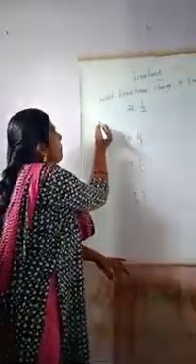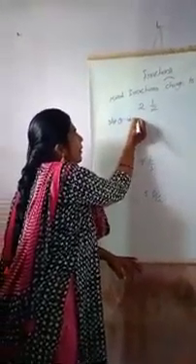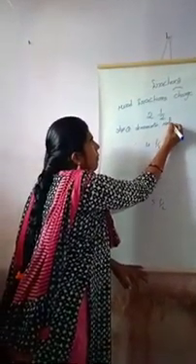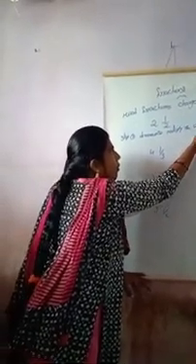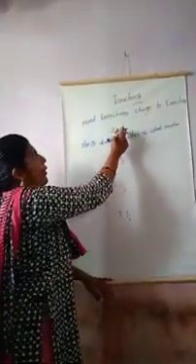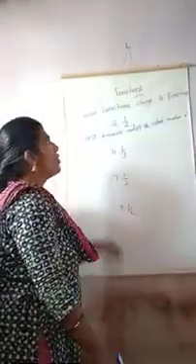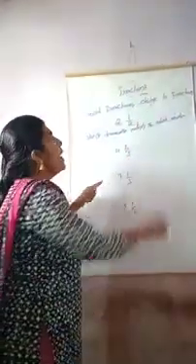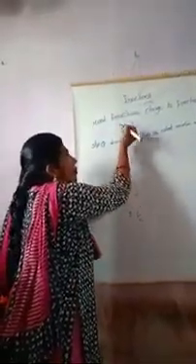First step. Step 1: multiply the denominator by the whole number. How much is 2 into 2? 4. First step: the denominator is multiplied by the whole number to get 4. Is it clear?